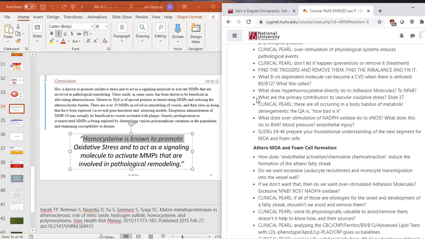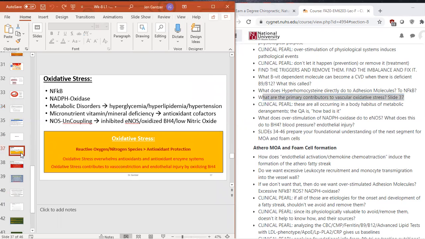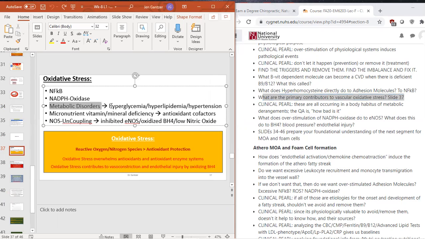What are the primary contributors to oxidative stress? Slide 37. So oxidative stress comes from a thousand and then a gazillion different sources. And the problem is these are all happening at the same time. So oxidative stress, of course, your nuclear factor kappa B. You are now expected to learn NADPH oxidase, and we'll learn a little bit more about what that is. I've already mentioned several times, be sure you recognize that your metabolic disorders equally and individually, I will say that again, equally and individually will each cause overexpression of nuclear factor kappa B.